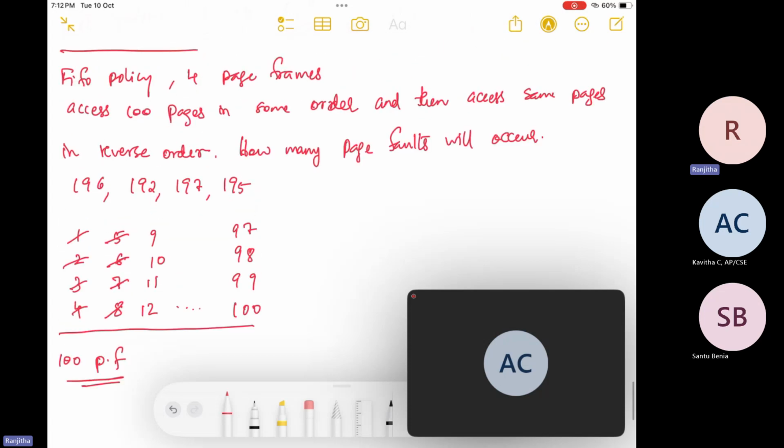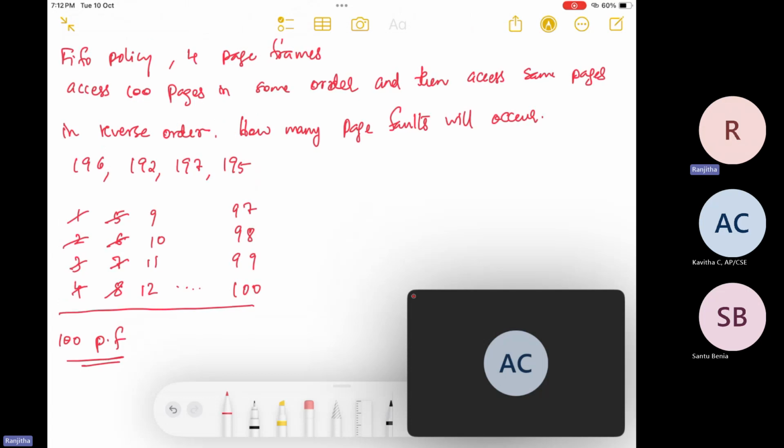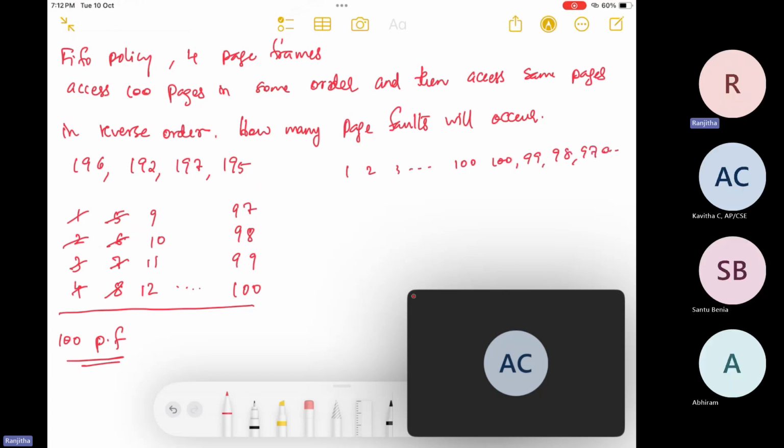Now, in the second part of the question, the first 100 pages are accessed in some order and the next access is in the reverse order. First 1, 2, 3 up to 100 will be accessed, followed by 100, 99, 98, 97, 96, down to 1. When 100 is accessed, it is a hit. 99 is accessed, it is a hit. 98, a hit. 97, a hit. But from 96 onwards, again we go for replacement.